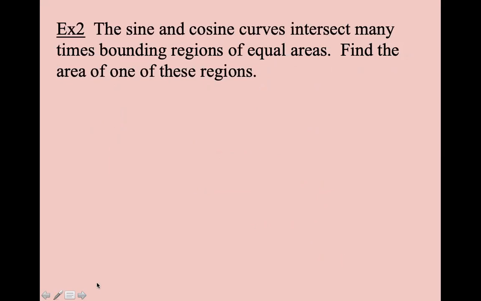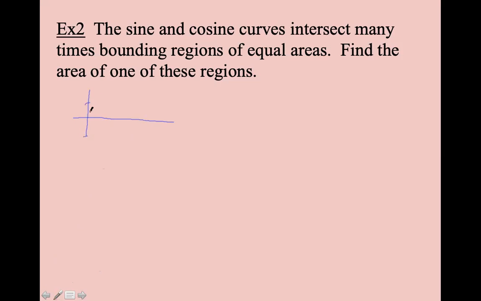All right, example 2 says the sine and cosine curves intersect many times, bounding regions of equal areas. Find the area of one of these regions. So I'm going to draw a sketch of our sine and cosine curves. Mostly what we're doing this for is to find our limits of integration. I'm just going to do the positive side here. Here's my 1 and my -1.